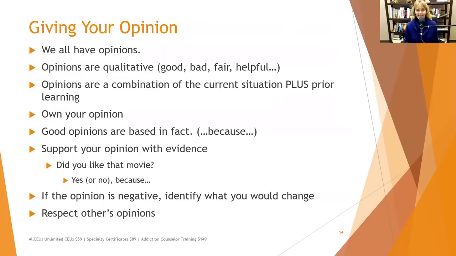I offered it. If the opinion is negative, try to identify what you would change. So, that restaurant, every time I go there, my food is cold. If they had better service, so it got out before the food was cold, I'd love going there. Or, if somebody asks your opinion on their clothing, instead of going, oh, that looks awful, try to identify what to change and go, you know what, I'm wondering if maybe you want to put a blazer on with that. So it's more constructive. And respect others' opinions.